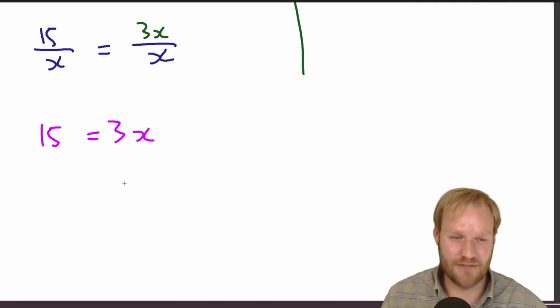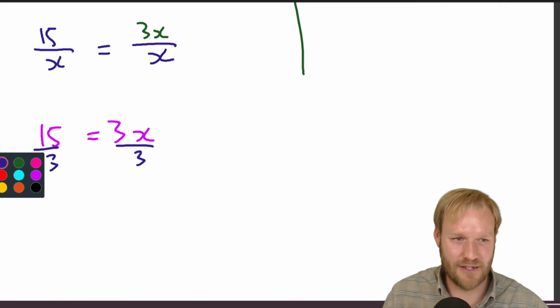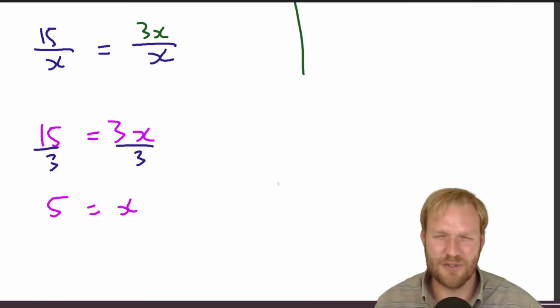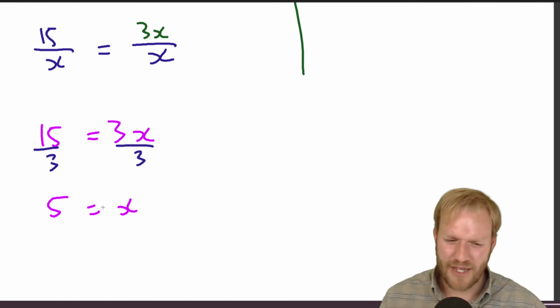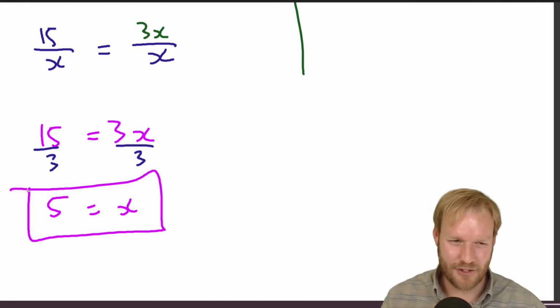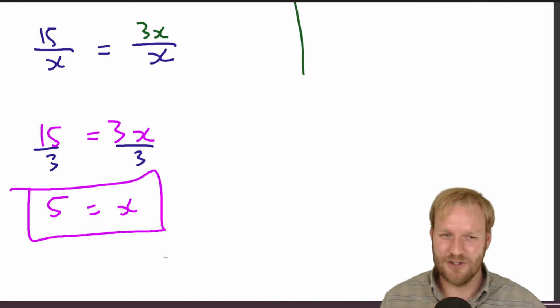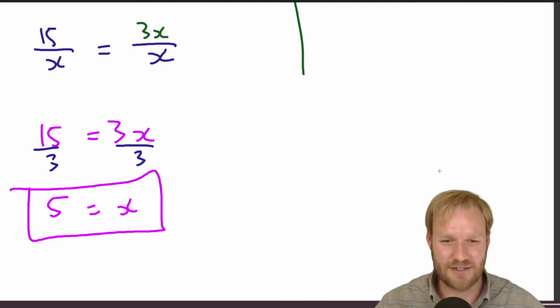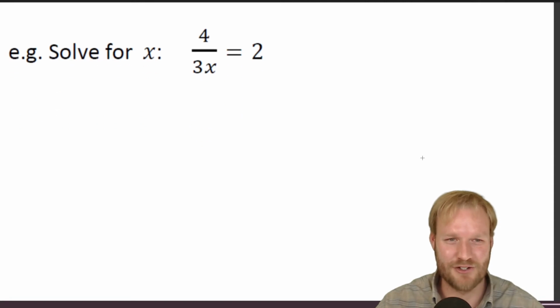3 times what gives you 15, or perhaps you said divide by 3. Therefore, x equals 5, which is what we said right at the beginning. And you can leave it. Remember, I said this before. You can leave it as 5 equals x. You don't have to rewrite x equals 5. We've solved for what x is. So there's our first example. Let's run into a few more.